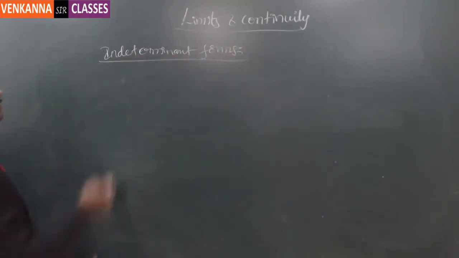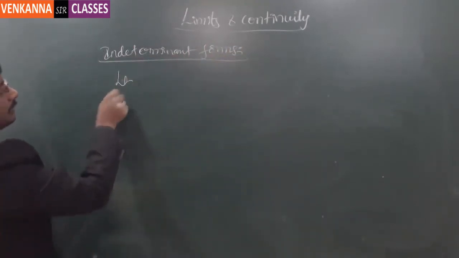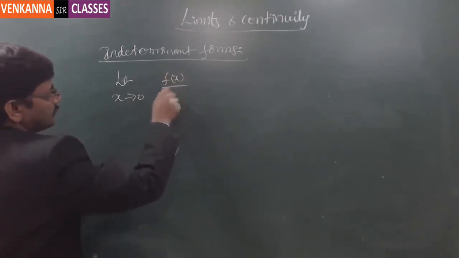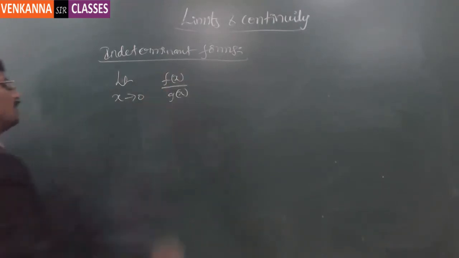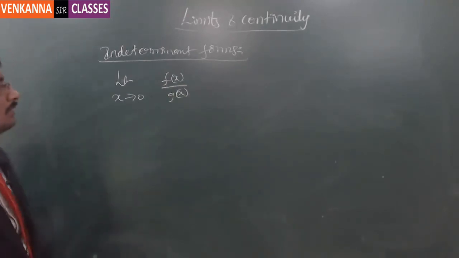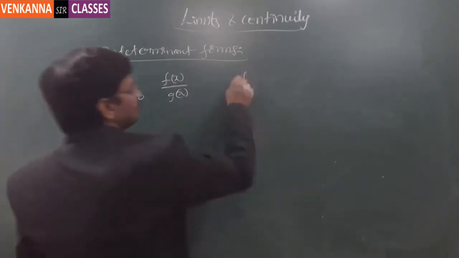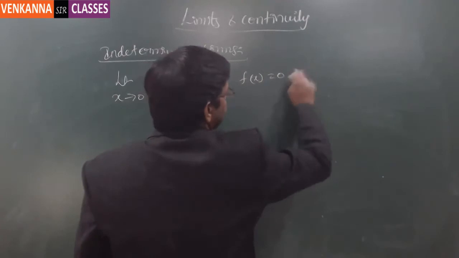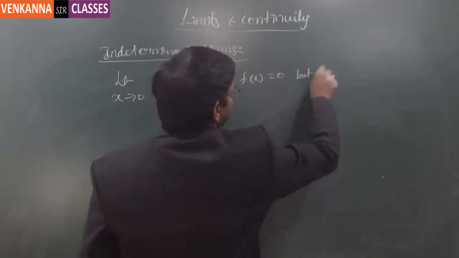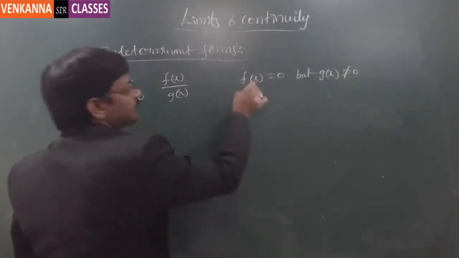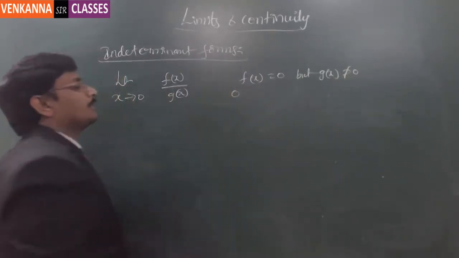So most of the time we will be arriving at the limit as x tends to a of f of x by g of x. This is the kind of case we will most probably arrive at when we want to find the limit value. Now there are some cases. One case is f of x equal to 0 but g of x not equal to 0. Then the limit value is coming out to be 0.